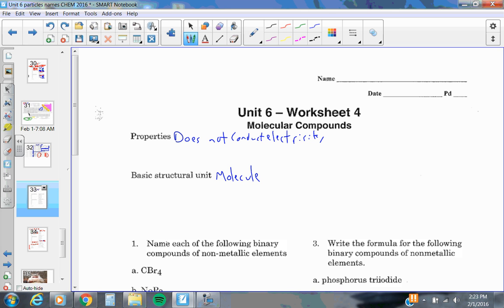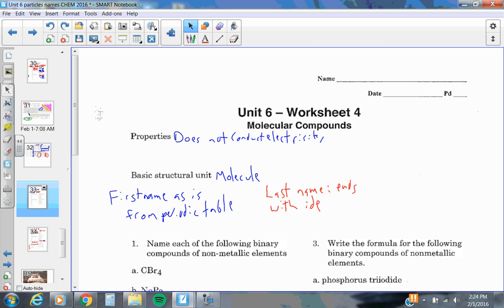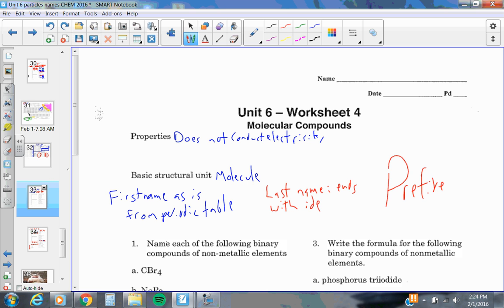And there are similar naming rules. First name as is, first name as is from the periodic table. I'll show you what I mean in a moment. Last name ends with "ide," just like before, just like binary ionics. But here we need prefixes to tell how many.